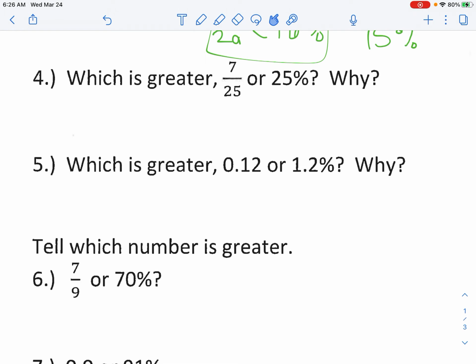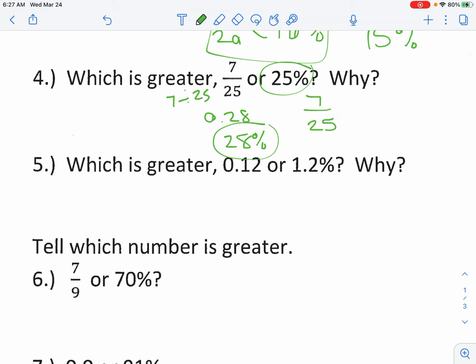Which is greater, 7/25ths or 25%? I always like to turn all of my numbers into percents. I've just found that easier. You can choose to turn them all into decimals, all into fractions, or all into percents, whichever you prefer. They just have to be the same form of a number. So I'm going to go to my calculator and do 7 divided by 25, and that says 0 and 28 hundredths. And I know that is equal to 28%. So now I'm comparing 28% to 25%. 28% is clearly greater. So my answer would say 7/25ths is greater than 25%.